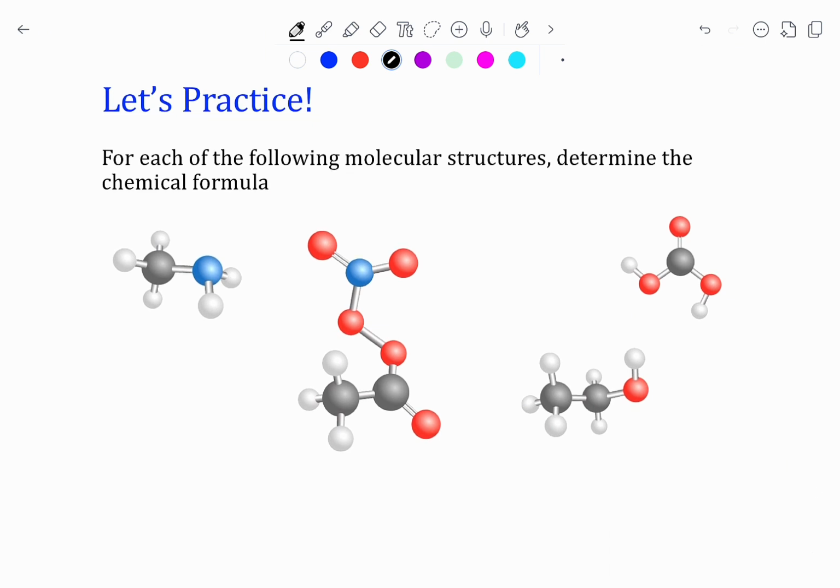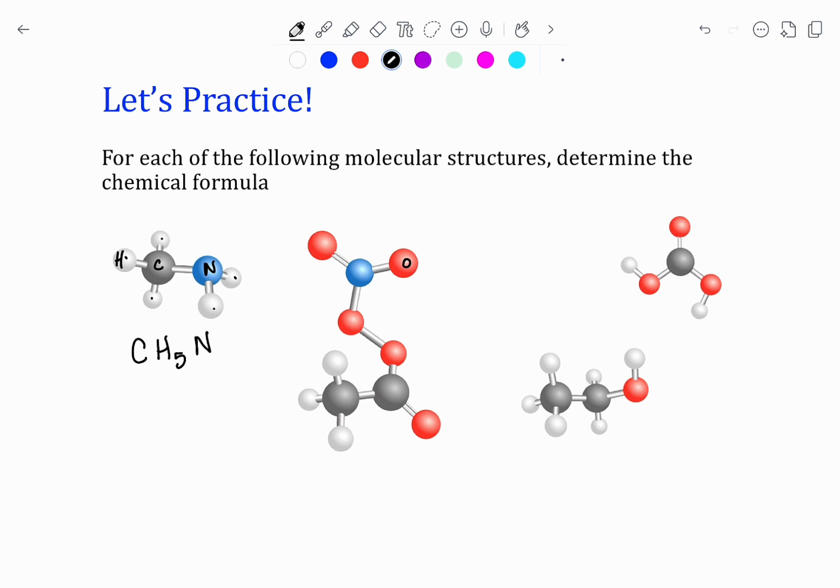Everything here has carbon, so we write carbon first, then hydrogen, and then everything else in alphabetical order. So our red is oxygen and our blue is nitrogen, so we'll just keep that in mind. Okay, so this first one here, I have carbon in black. Carbon, there's one of them, so I'm not going to write a subscript. Then I write hydrogen, 1, 2, 3, 4, 5. These white ones are hydrogen, so I have 5 hydrogens. And then my last one is nitrogen. There's no oxygen or anything else, so I don't need to worry about alphabetical order after that.